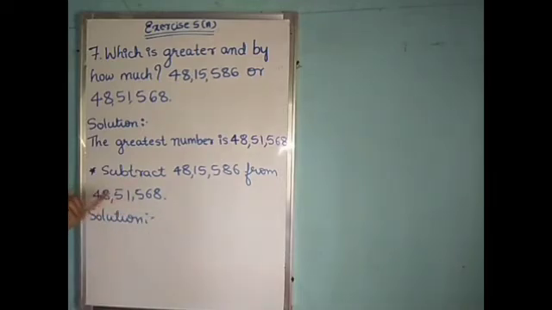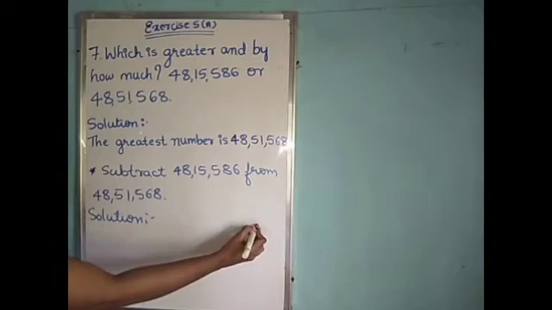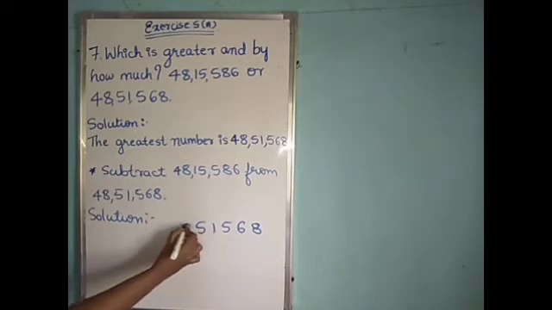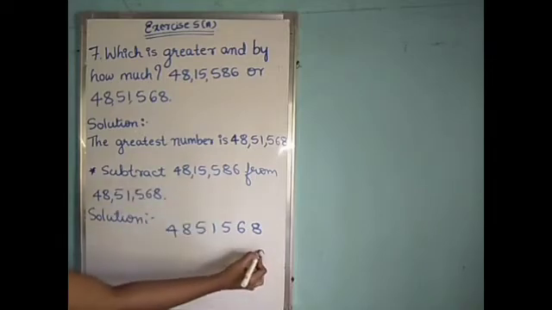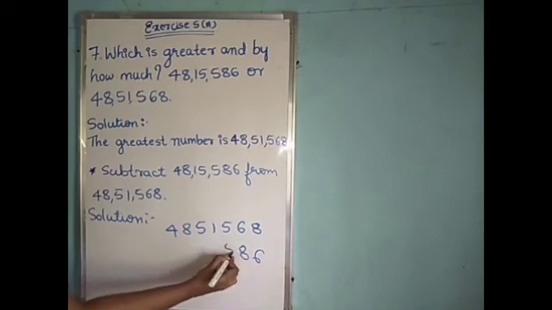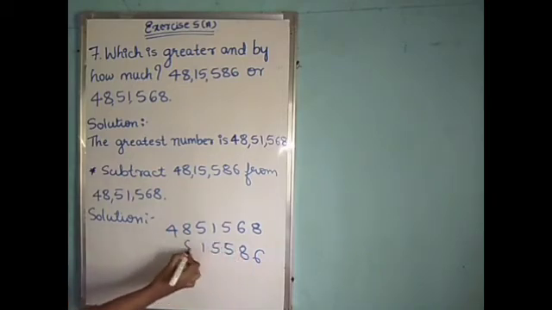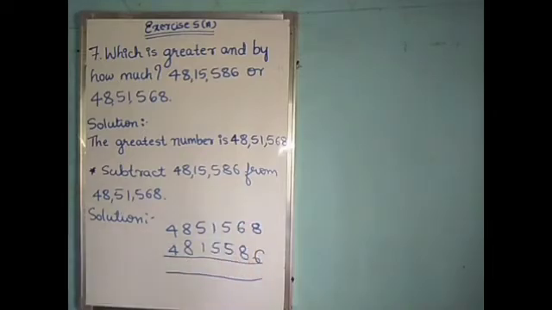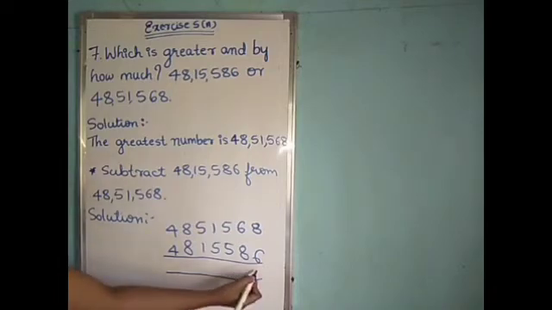So the solution is, here first we have to take greater number. So here greatest number is 48,51,568. Whenever you write this number, you write it from ones place. So 8, 6, 5, 1, 5, 8, 4. Next 6, 8, 5, 5, 1, 8, 4. 8 minus 6 is how much? 8 minus 6 is 2.